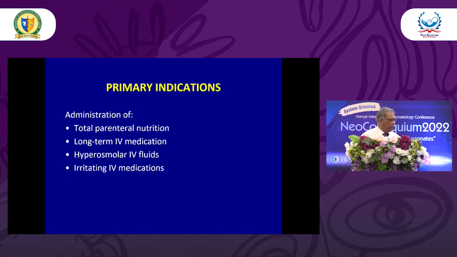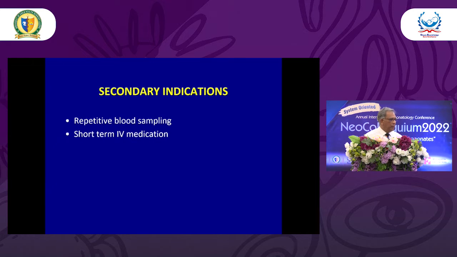So for hyperosmolar intravenous fluids or irritating IV medication, irritating IV medications are again the same, which are basically hyperosmolar. So the purpose of putting up a long line is to use either TPN or hyperosmolar fluids.